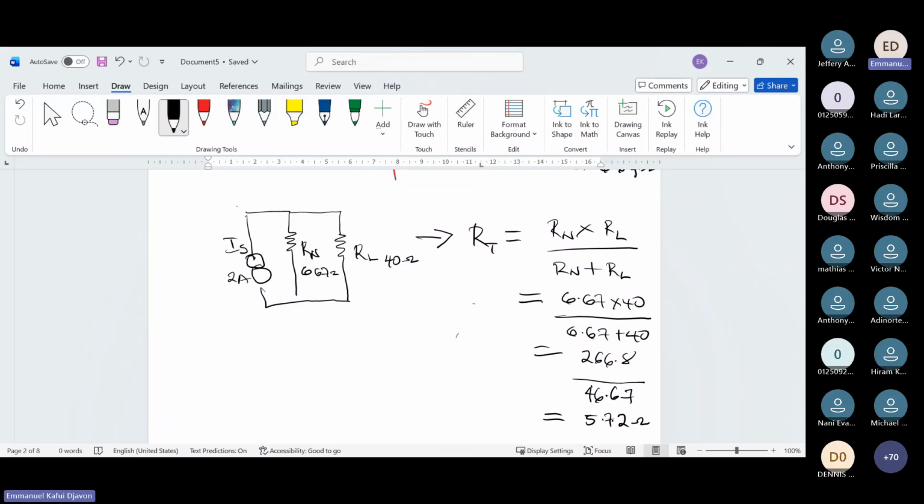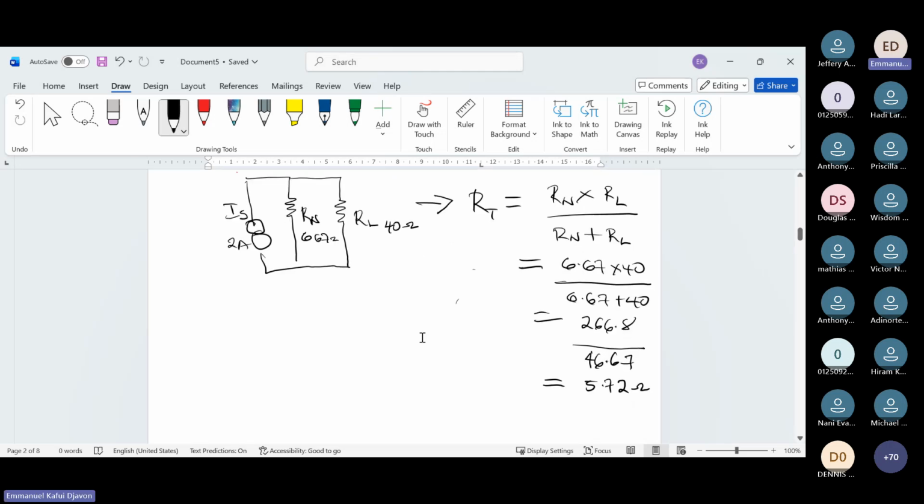You raised your hand. Speak. Yeah, so I was trying to call the answer. Okay, 5.72. So now we know the RT. So we can look for the current. We need to get the voltage. We know current, you have to get voltage.